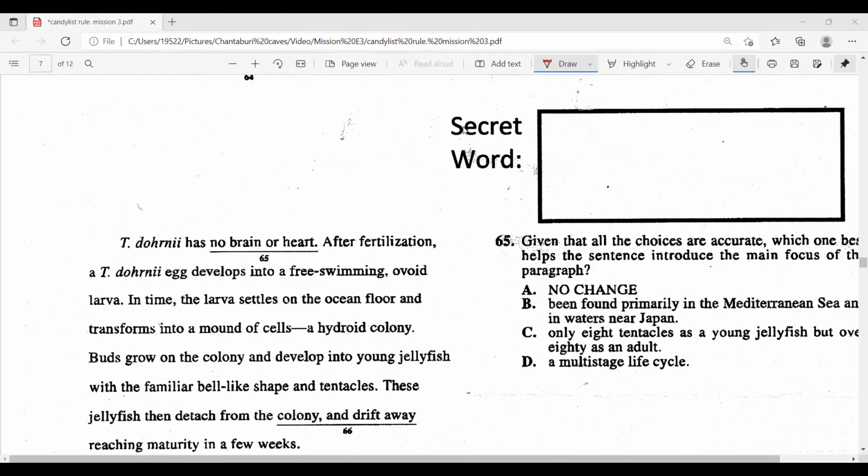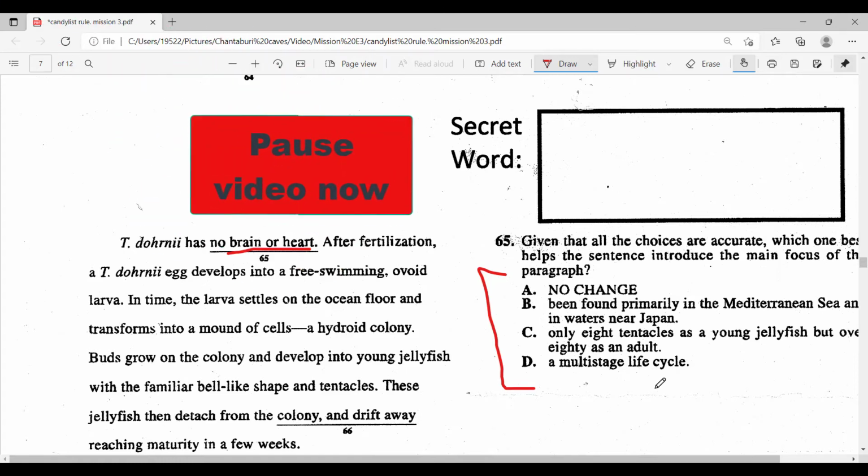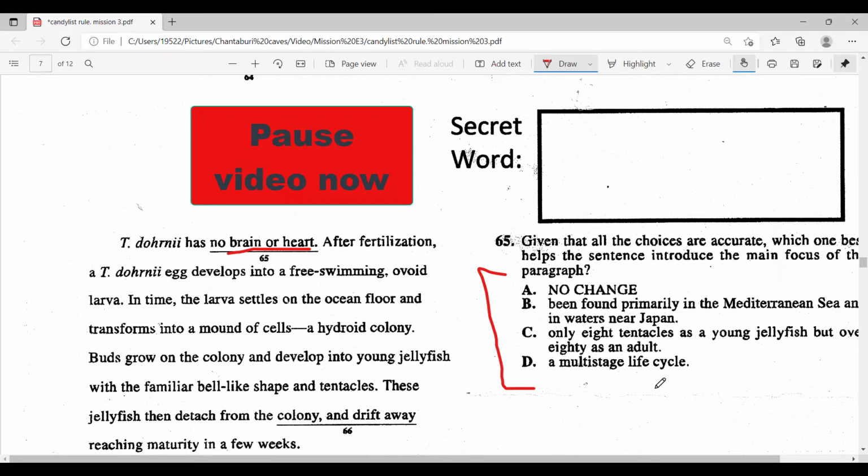Problem 65. Given all the choices are accurate, which one best helps the sentence introduce the main focus of the paragraph? All right, 65 here is the underlined portion which leads you to A. What I'd like you to do here is go into the answer choices and circle your main noun using the candy list rule. Then look at the rest of the paragraph and match it up. Pause the video here. We'll come on back with the explanation in a moment.